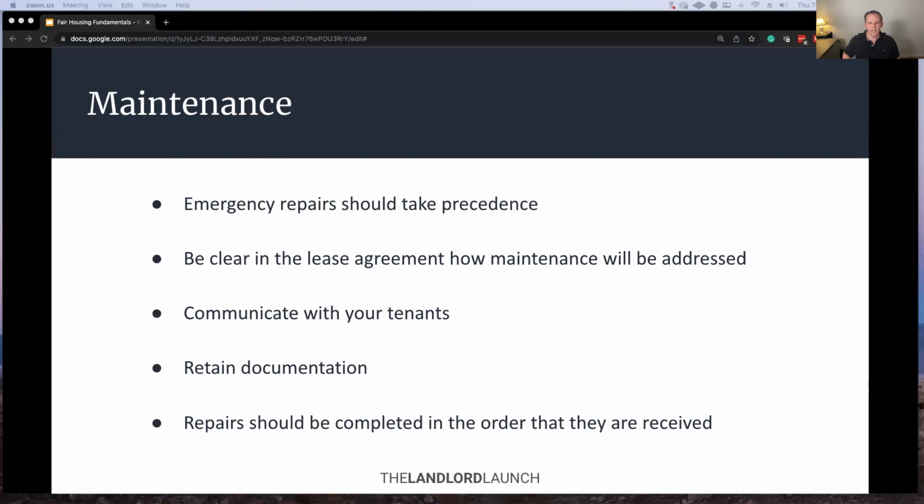And again, this happens. My first discrimination complaint, that's what they said, was it was based on maintenance, that I wasn't taking care of maintenance because they are part of a protected class. So it does happen.